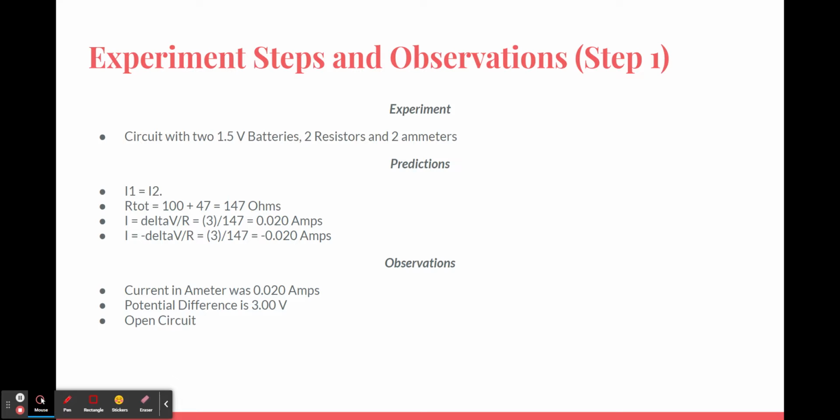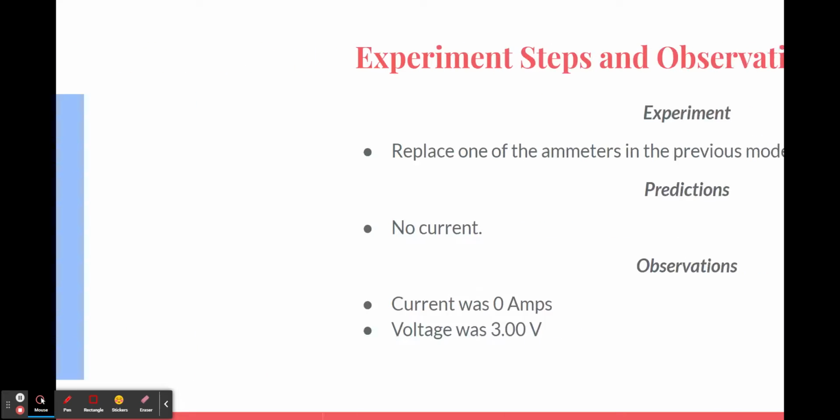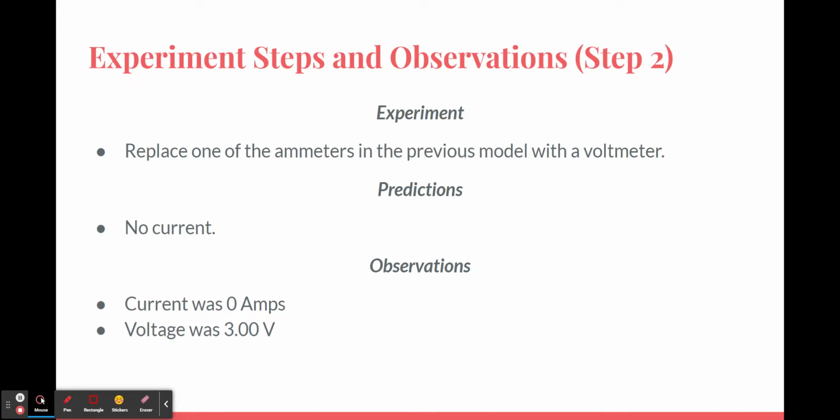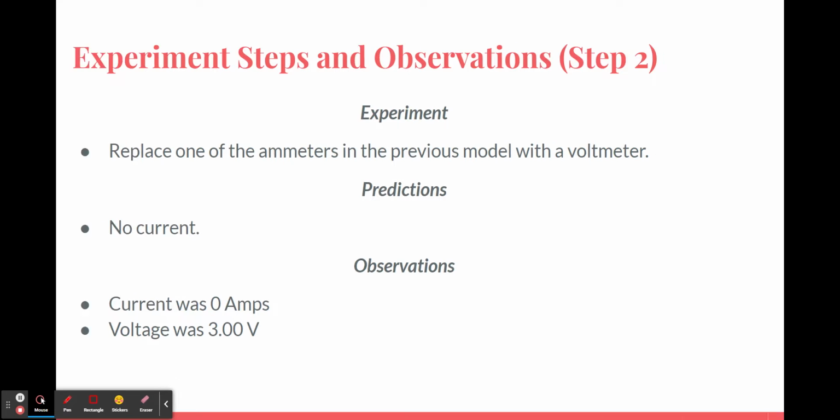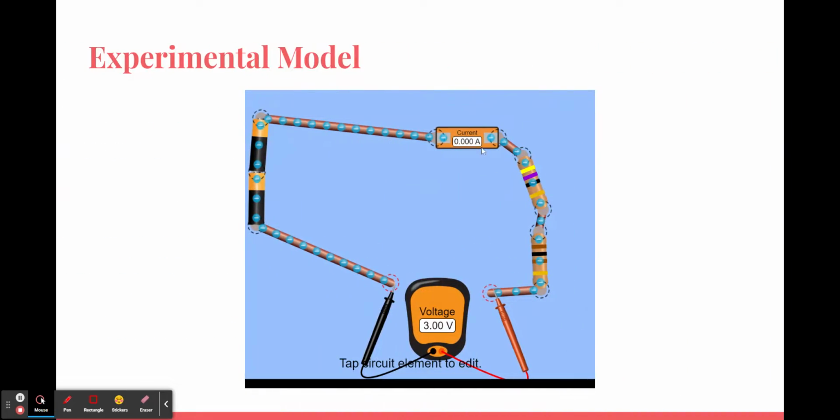And the potential difference was 3.0 volts, and this is due to being an open circuit. Now, this is the model shown. This should be 0.20. This is an error on my part. I forgot to change the picture, but this should be 0.20 amps. A second experiment was to replace one of the ammeters in the previous model with a voltmeter. My prediction was that there'd be no current. This was correct: the current was 0 and the voltage was 3.0 volts. This is the model that was used for this, and it shows that exactly.